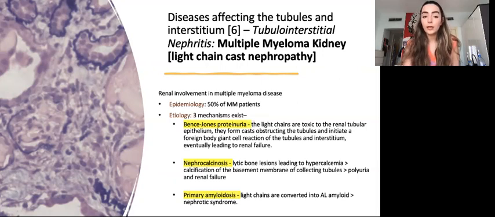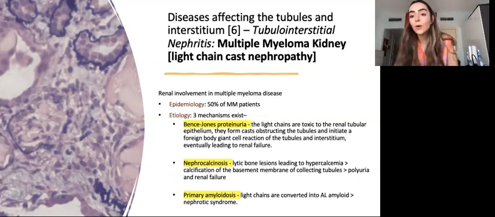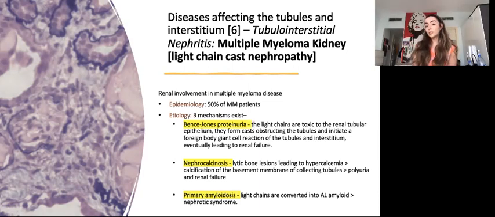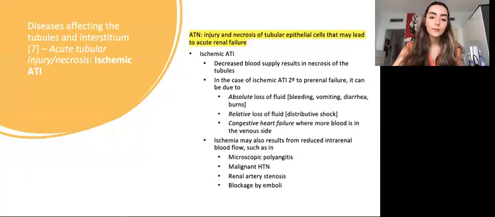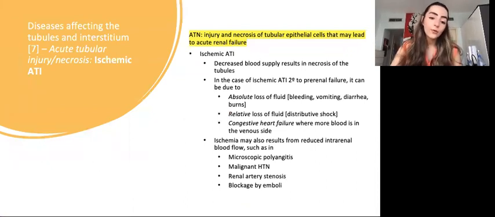Then we have nephrocalcinosis, which are lytic bone lesions leading to hypercalcemia, calcifying the basement membrane of the collecting tubules, which then leads to polyuria and renal failure. And then primary amyloidosis, where the light chains are converted into AL amyloid, and this causes nephrotic syndrome. And then, so that was the last of our tubulointerstitial nephritis.